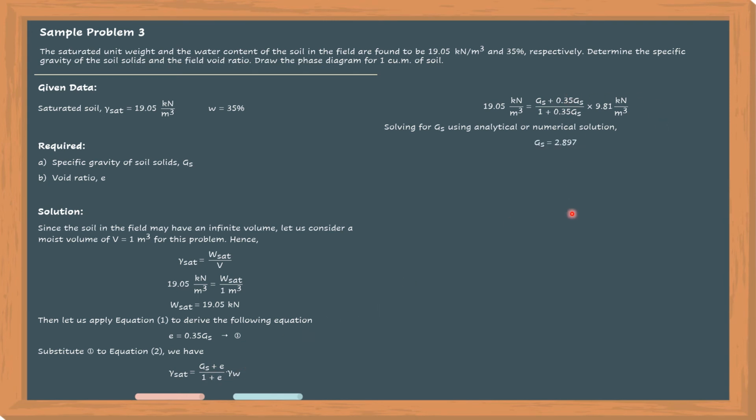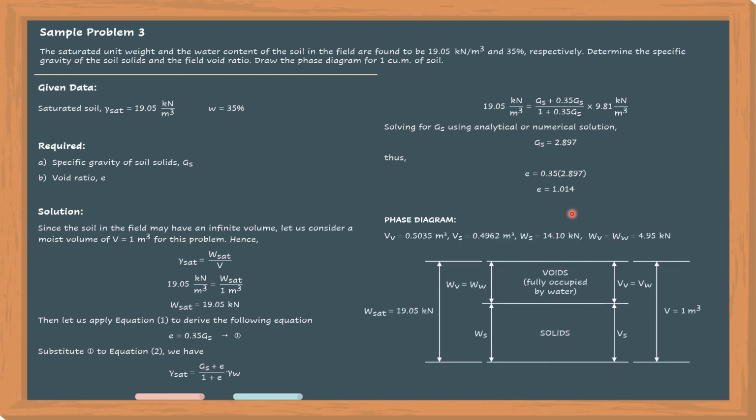So G sub S is equal to 2.897 by solving it using a powerful calculator or any numerical solution. Thus, the void ratio can also be computed once the specific gravity is known. So the void ratio is equal to 1.014. The phase diagram is as shown.